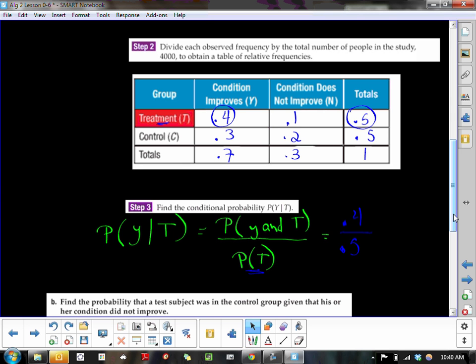So that gives us, if we simplify that, 4/5 of the time, or as a percentage, 80% of the time, people that received the treatment said that they had some relief in conditions, that they improved. We have a follow-up question.